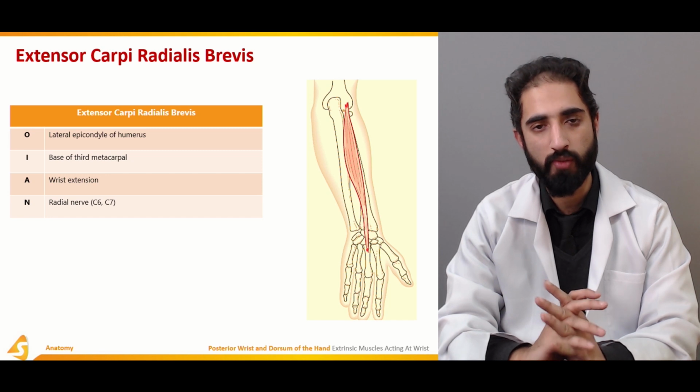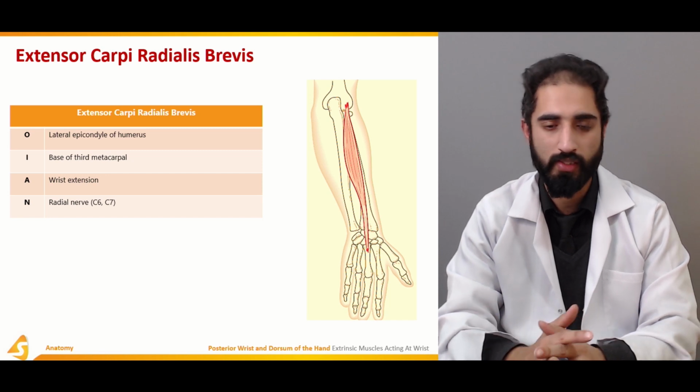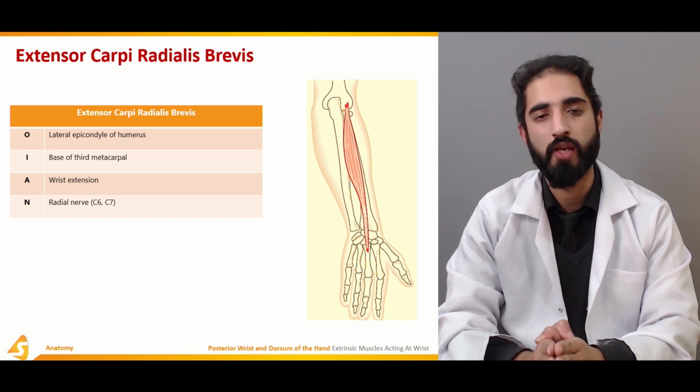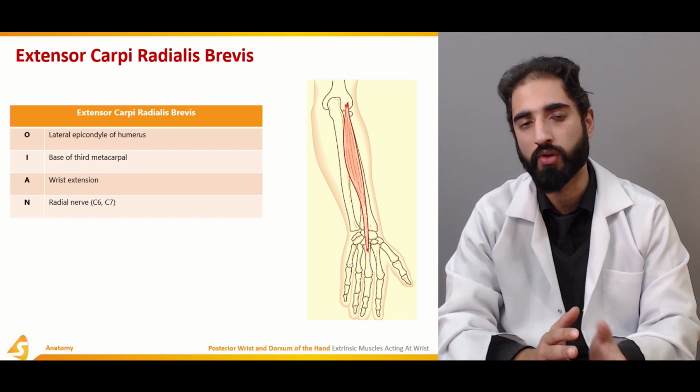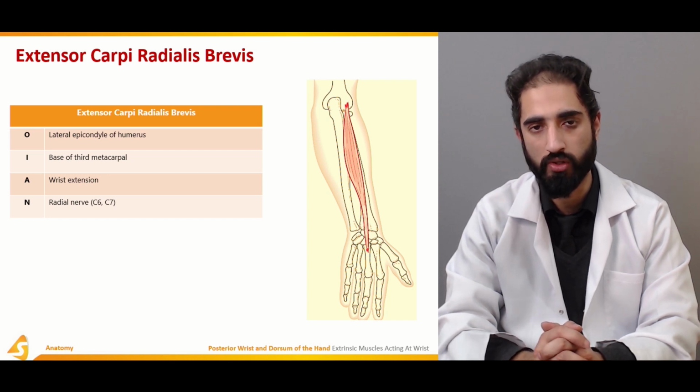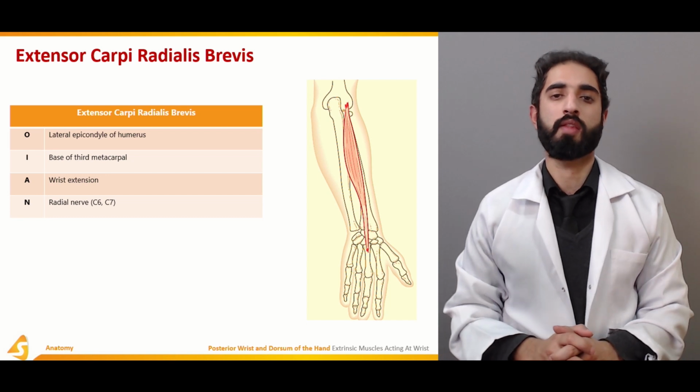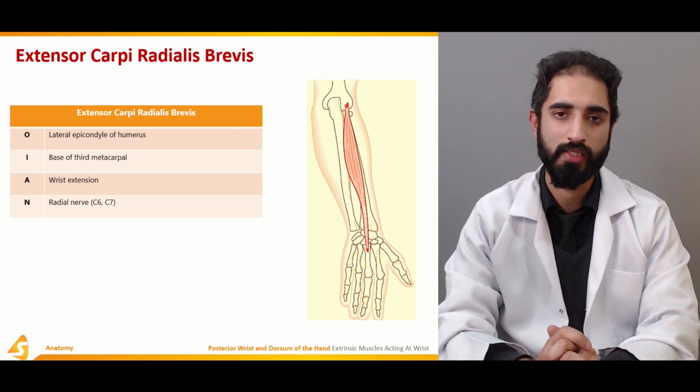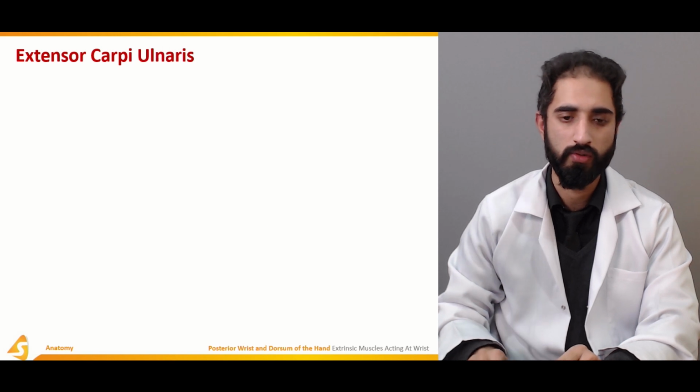And as it inserts on the middle finger, in the center, or you can say the third metacarpal, it is only involved in wrist extension and does not cause ulnar or radial deviation. The nerve supply is via the radial nerve, and the nerve roots include the C6 and C7 nerve roots.